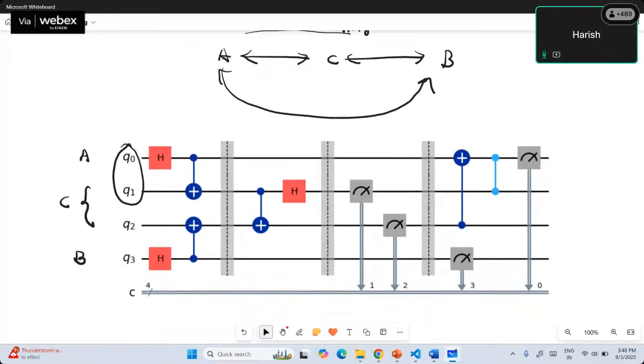In the first step, we create entanglement between Q0 and Q1 with this Hadamard and control node. The second pair we create with a Hadamard and control node between Q2 and Q3.